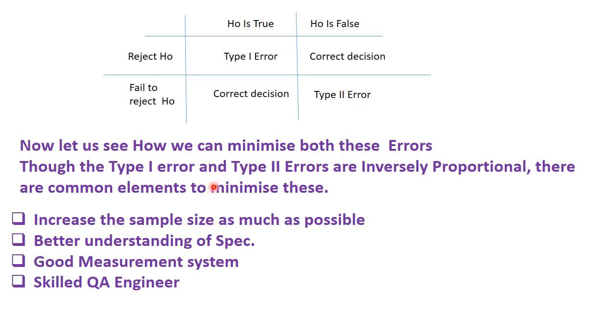Now let us see how we can minimize these errors. Though type 1 error and type 2 error are inversely proportional, there are some common elements to minimize them. Increase the sample size as much as possible, have a better understanding of the spec, get a good measurement system, and a skilled quality engineer.